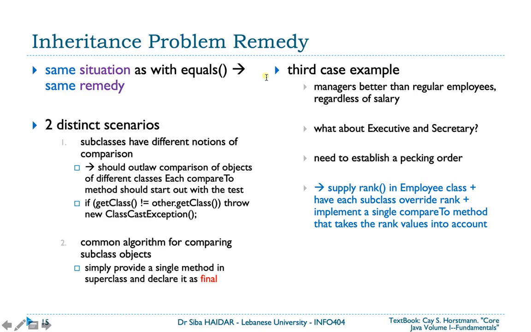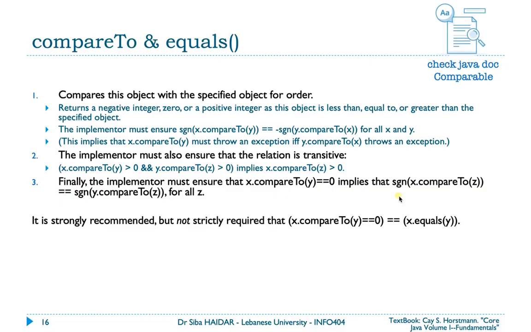So this is the third case implemented here. You supply a rank method in employee class plus have each subclass override this rank method, and you implement a single compareTo method that takes the rank value into account. Let's get back now to the compareTo contract and let's check this last remark. It is strongly recommended but not strictly required that x compared to y equal true when x equals y. So notice here the equal operators.